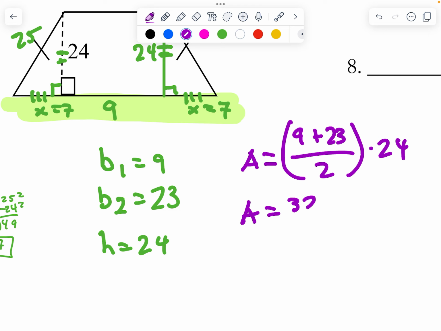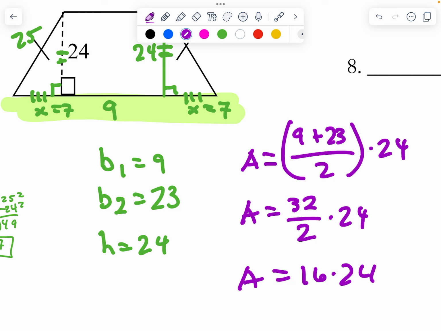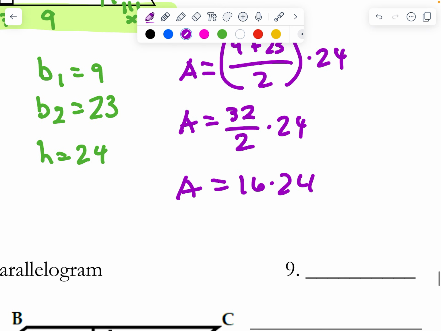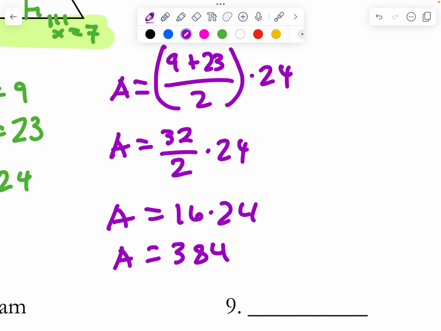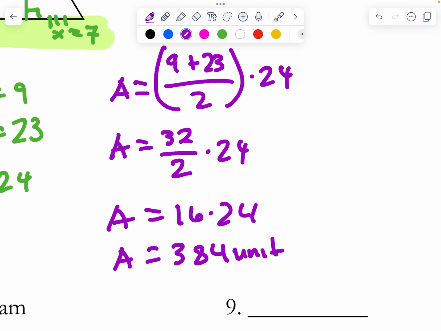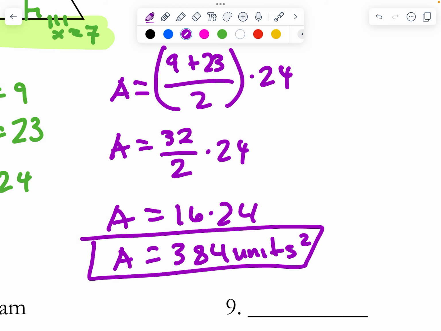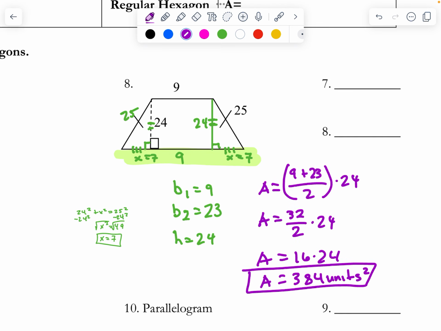Area is equal to 32 divided by 2 times 24. Area is 16 times 24. 16 times 24 is 384. So area here is equal to 384 units squared. And we're done. Right, so that wasn't too bad once we understood that those are two triangles and they're congruent. And I hope that helped.